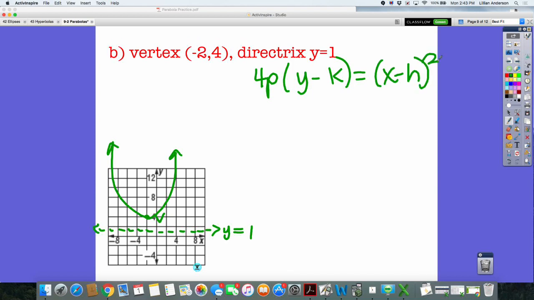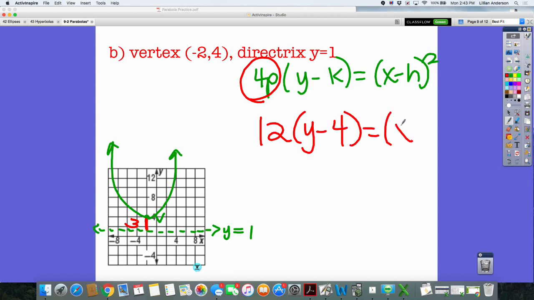Okay. So, what's p? 3. And you find p by counting the space between the directrix and the vertex. That's 3. The last problem we did, between the focus and the vertex, it's the same number. So if p is 3, then this number up here is going to be 12, because we plug in 3 since p is 3. Then it's going to be y minus 4 equals x plus 2, squared, and that's our answer.